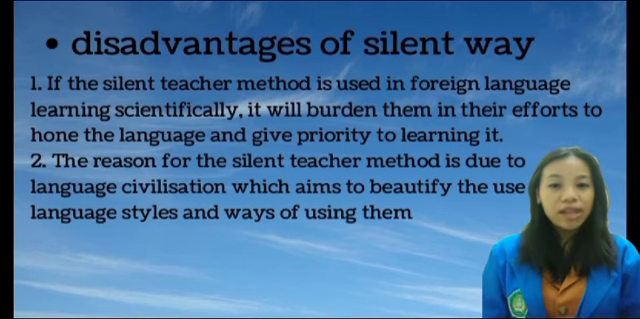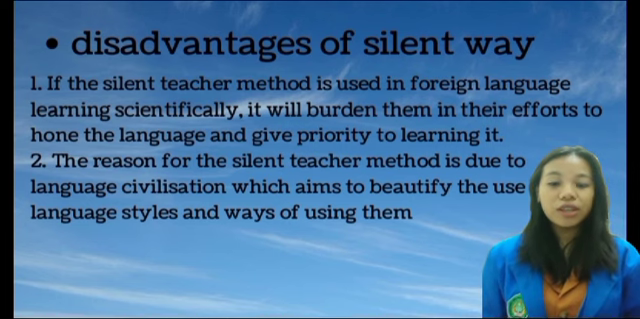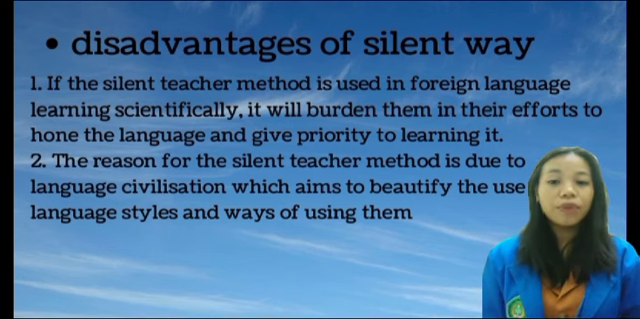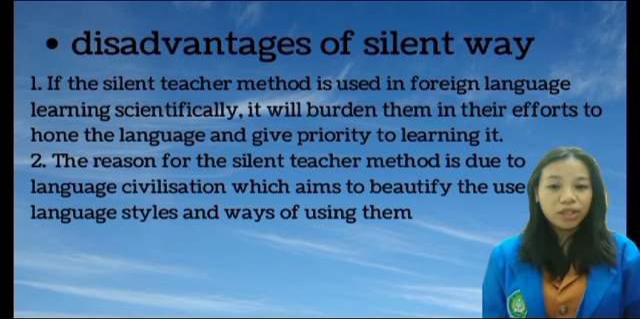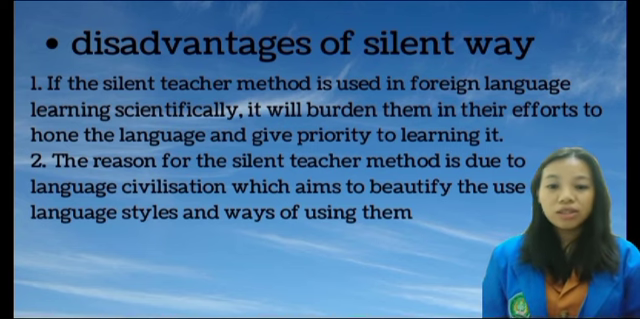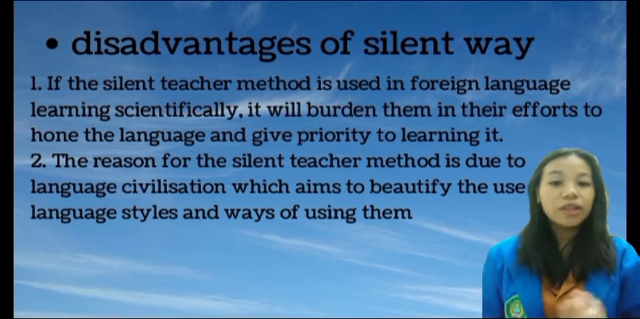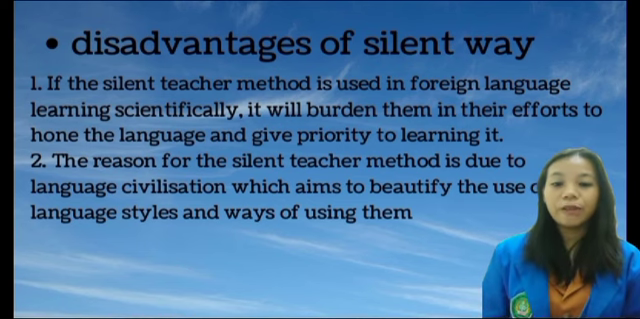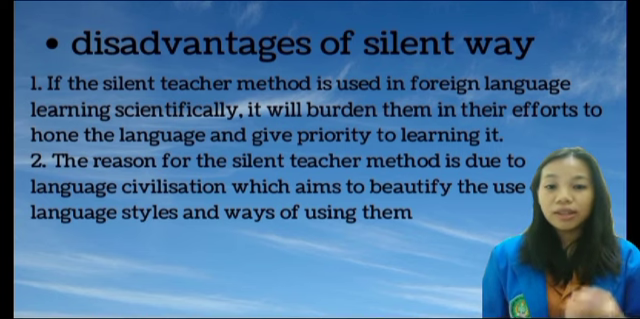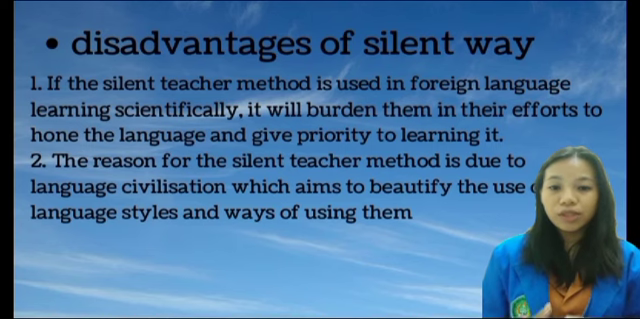Number 1, if the silent way method is used in foreign language learning scientifically, it will burden them in their effort to hone the language and give priority to learning it. In the first point, it is mentioned that if the silent way method is used in foreign language learning scientifically, it widens learners' effort to sharpen the language and prioritize learning it. This indicates the use of this method, if done scientifically, should contribute positively to the development of language skill.